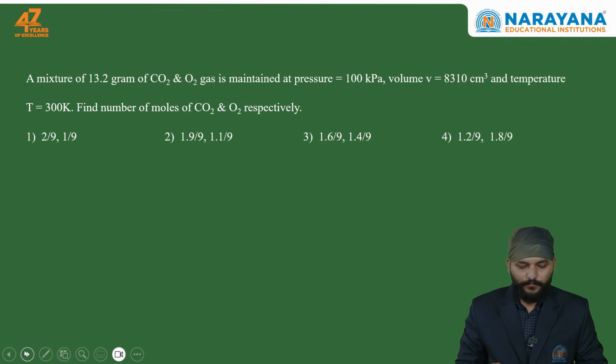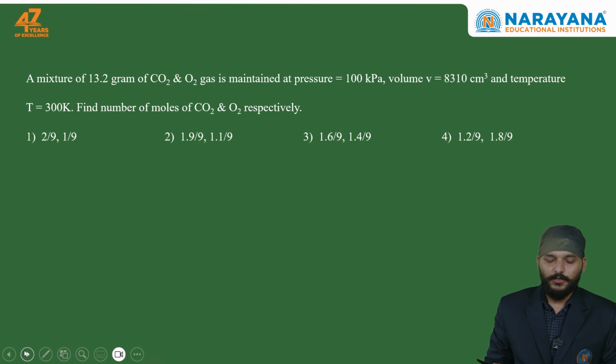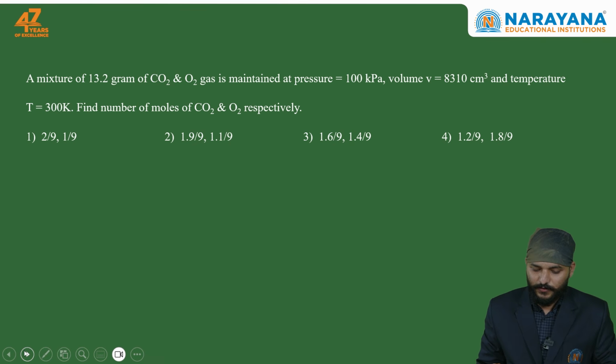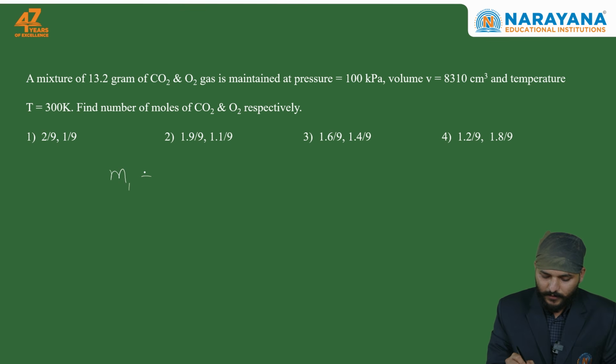The next one, there's a mixture of carbon dioxide and oxygen. The mass of this mixture is given to be 13.2 grams, and the other parameters are given: pressure, volume and temperature. We need to find the number of moles individually. What is the number of moles for carbon dioxide as well as oxygen? So you can write the total mass as sum of the two masses, mass of carbon dioxide as well as mass of oxygen. These two added should give you 13.2 grams.